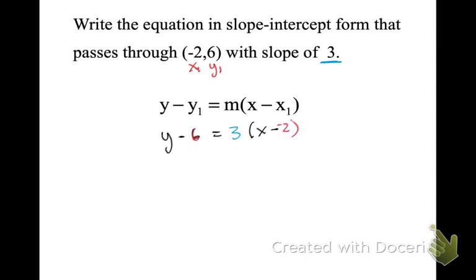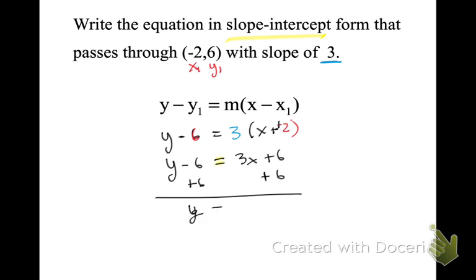Okay, here we go. So now I have y minus 6. I'm going to simplify it. So now they want it in slope-intercept form, right? That's how they're asking us. And that means I got to get my y alone. So first thing I'm going to do is distribute. 3x. And I have plus 6. I'm adding 6. I'm adding 6. And I get y equals 3x plus 12.